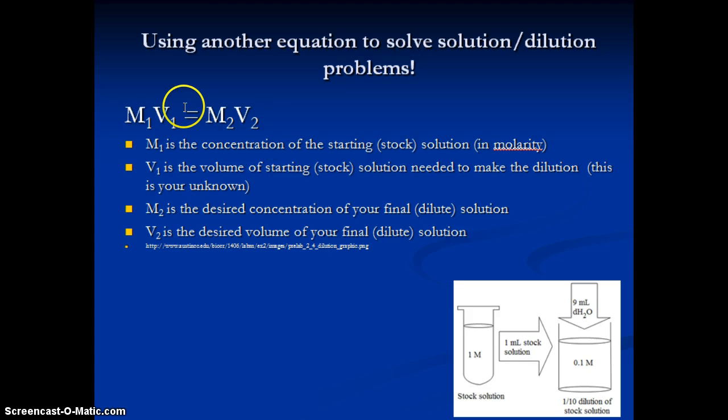So we're going to be using this equation, M1 times V1 equals M2 times V2. So M1 times V1, that's the stock solution, both in molarity and in volume. And then M2 times V2, 2 is the final or the dilute solution in both molarity and volume. So let's practice an example.